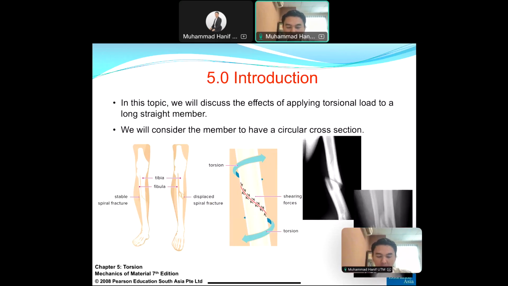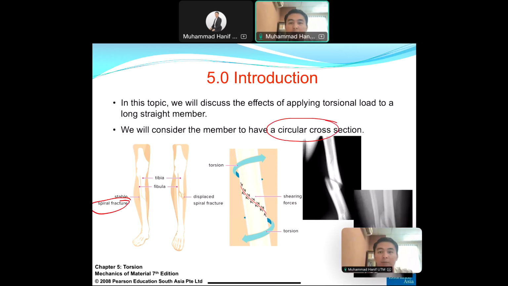In this topic, we will discuss the effect of applying torsional load to a long straight member. We will consider the member to have a circular cross-section only. Okay, circular only. If you can see in the picture, the left part shows a tibia and fibula broken. Basically, injury due to torsional load can cause a spiral fracture like this one.